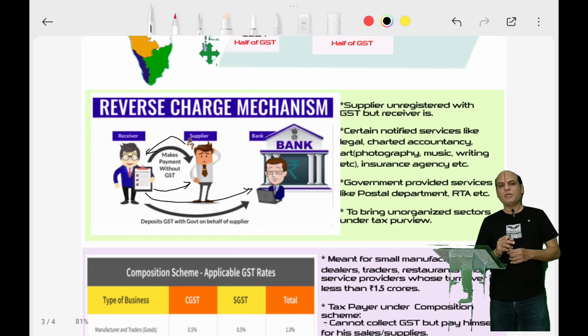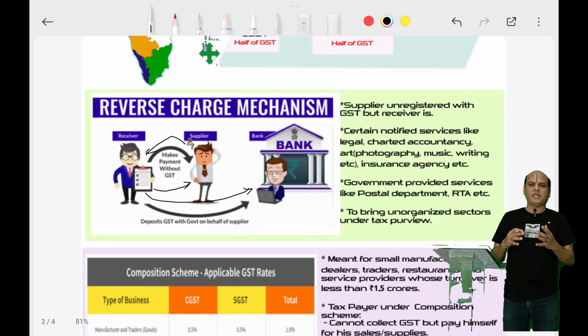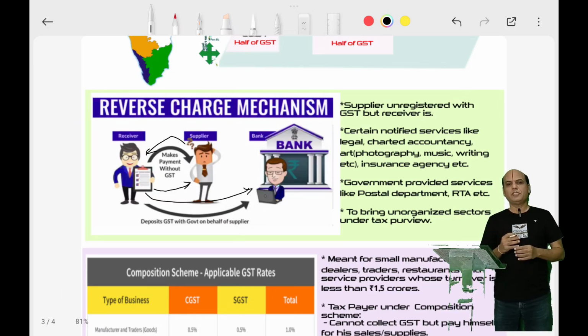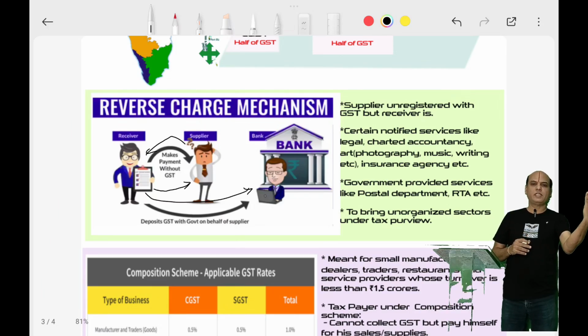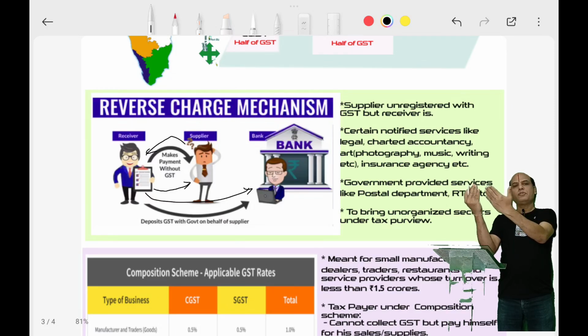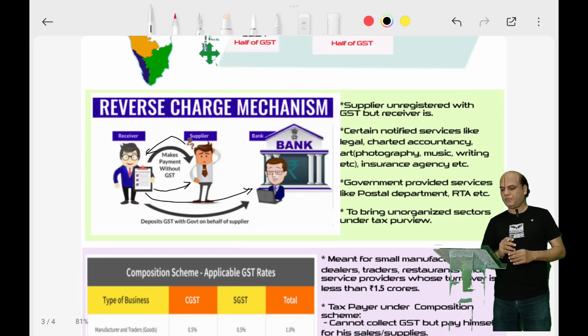Why is reverse charge mechanism devised? This is to facilitate petty suppliers. Probably they don't have a GST account. So to facilitate such suppliers and bring them into GST system, this reverse charge mechanism is there. So one supplier is there, he is not registered with GST, but receiver is registered with GST. So supplier will supply the goods to the receiver. Receiver will only pay the worth of goods to the supplier, whereas GST receiver will directly pay into the government account. So this is reverse charge mechanism.